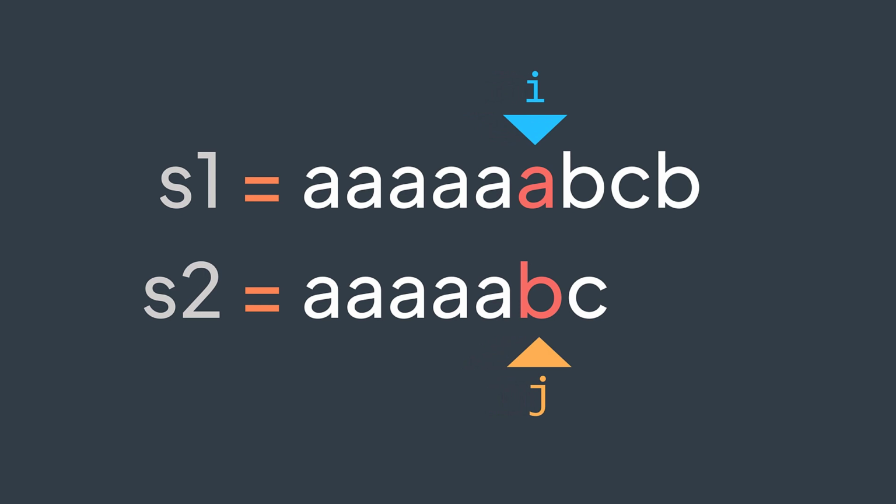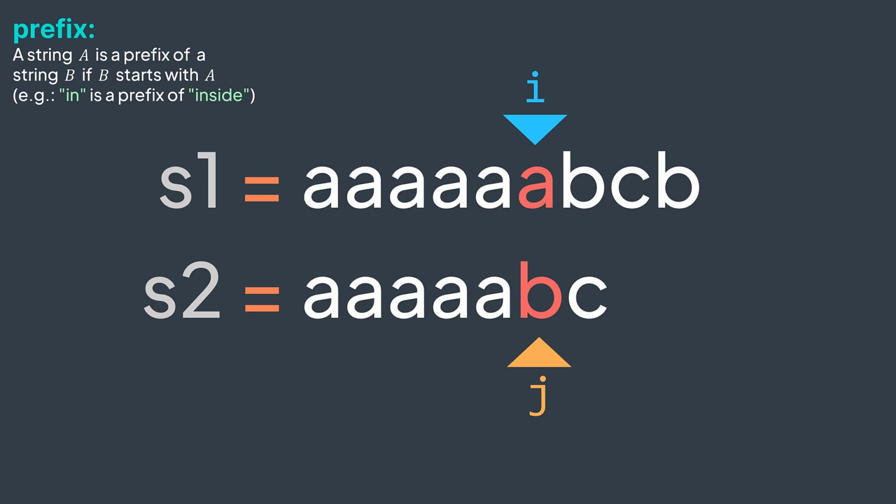It's true that when we started from the first index of S1, it didn't match S2. We found a mismatch at index 5. Now we need to start searching again. But if we decide to start from the actual index, we may miss a prefix that would lead us to the match we're searching for.